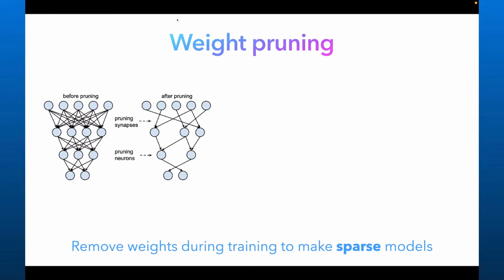There are a couple of techniques that are common in the literature. One of them is called magnitude pruning.